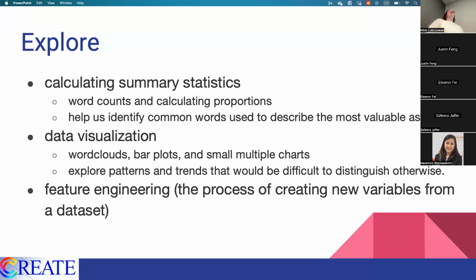And then feature engineering is the process of creating new variables from a data set. So it could be that you want to combine different things or you want to take apart different things. But here you can start to think about, do I want to do something different? And then you might go back to the wrangle.